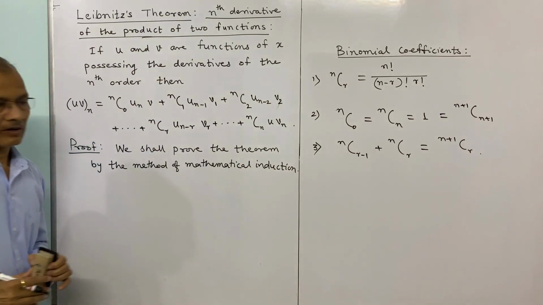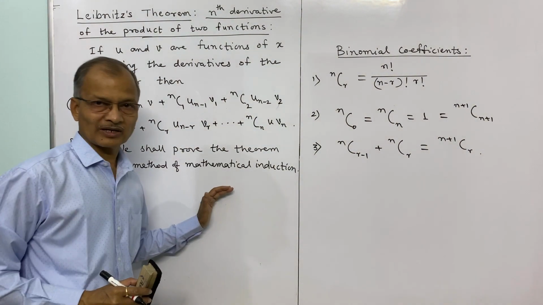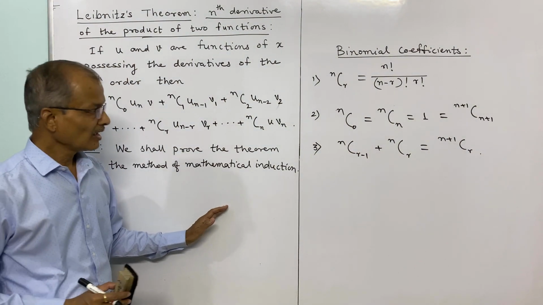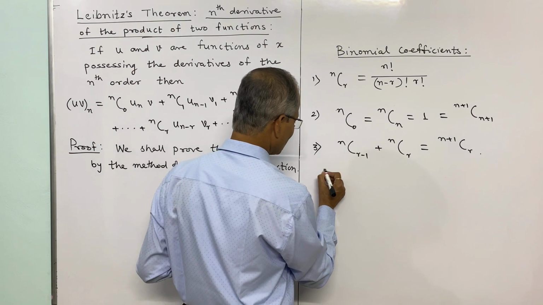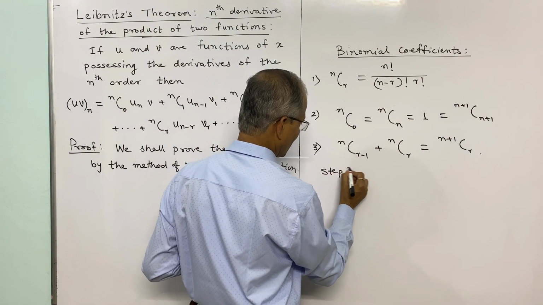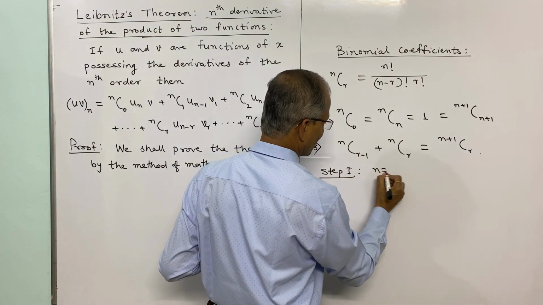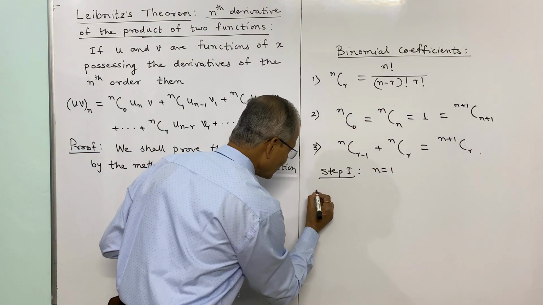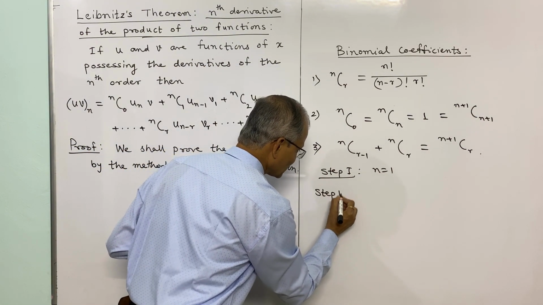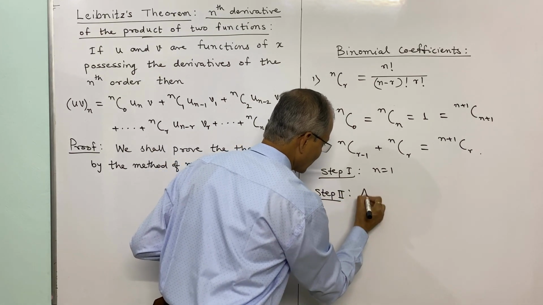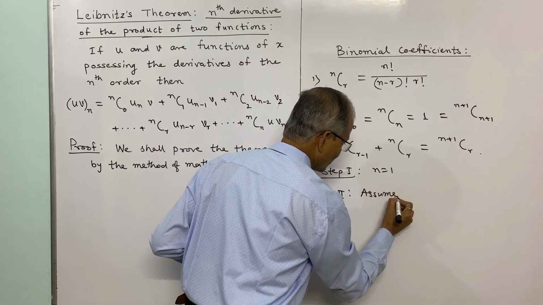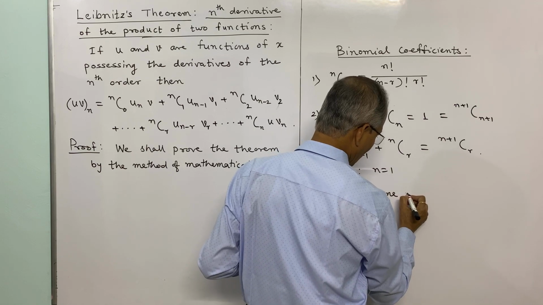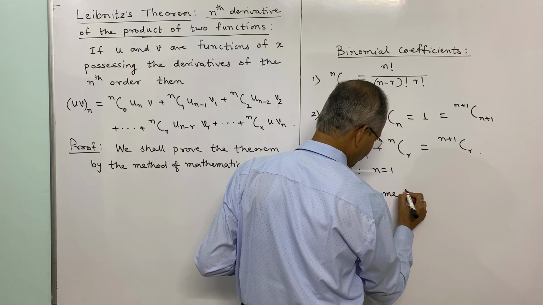And we see what is the method of mathematical induction. It has two steps. Now the first step is prove the result for n is equal to 1. That is step 1. And what is the second step? The second step in the method of induction is assume the result for n is equal to m.